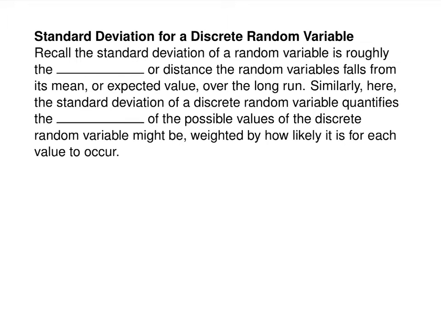Next, we will find a formula for the standard deviation of a discrete random variable. So first recall that in general, what we've seen in the past is the standard deviation of a random variable. This is roughly the spread, or the distance the random variable falls from its mean or expected value over the long run. And similarly here, the standard deviation of a discrete random variable also quantifies the spread of those values, weighted by how likely it is for each value to occur.